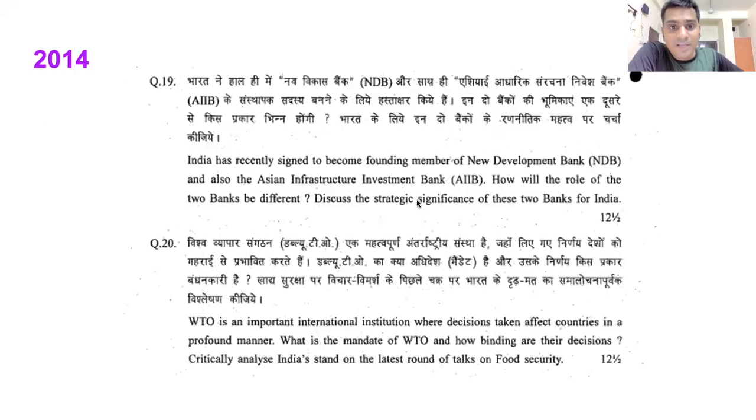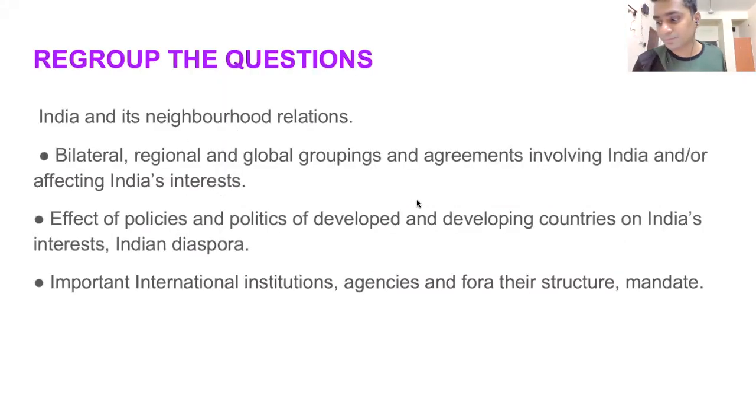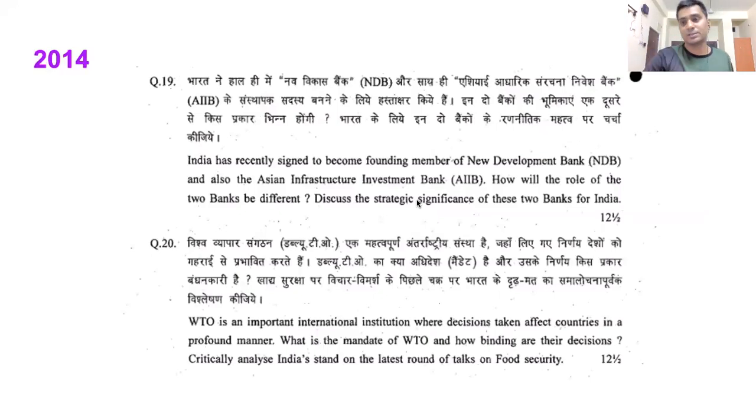India has recently signed to become a founding member of NDB and AIIB, important institutions. In that particular year, they launched it and India became a player. As a result, they asked a 12.5 marker. WTO, again, is the third time repeating two questions. So this is how the questions are asked.